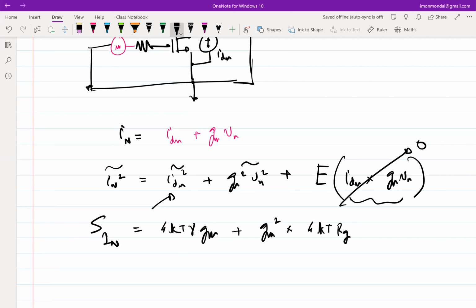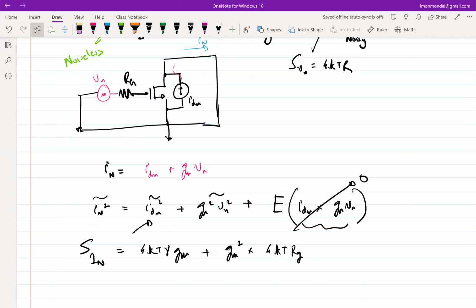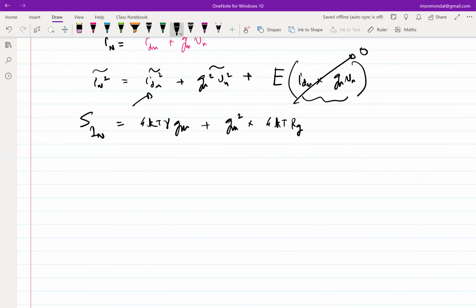But obviously you are not interested in the noise, you are interested in the signal. And if it's a common source amplifier, your signal is also applied at the gate, right? So let's say I apply the signal at the gate.